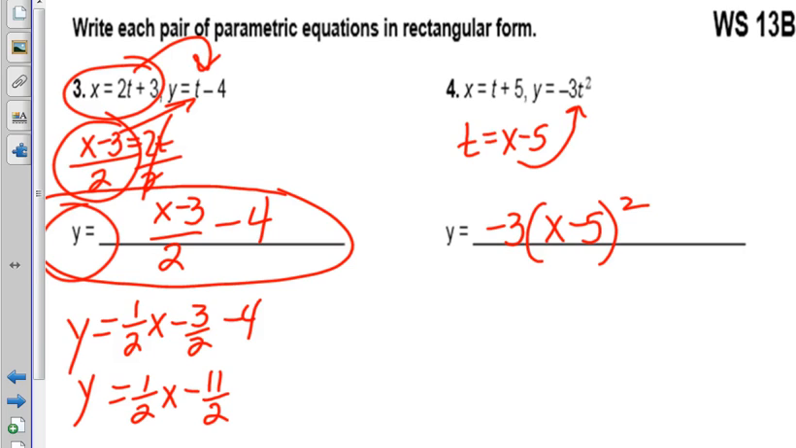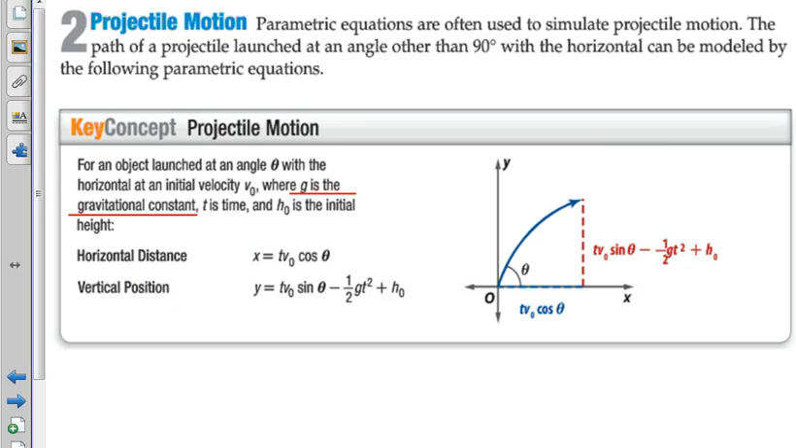All right. We're going to get started talking today about projectile motion.